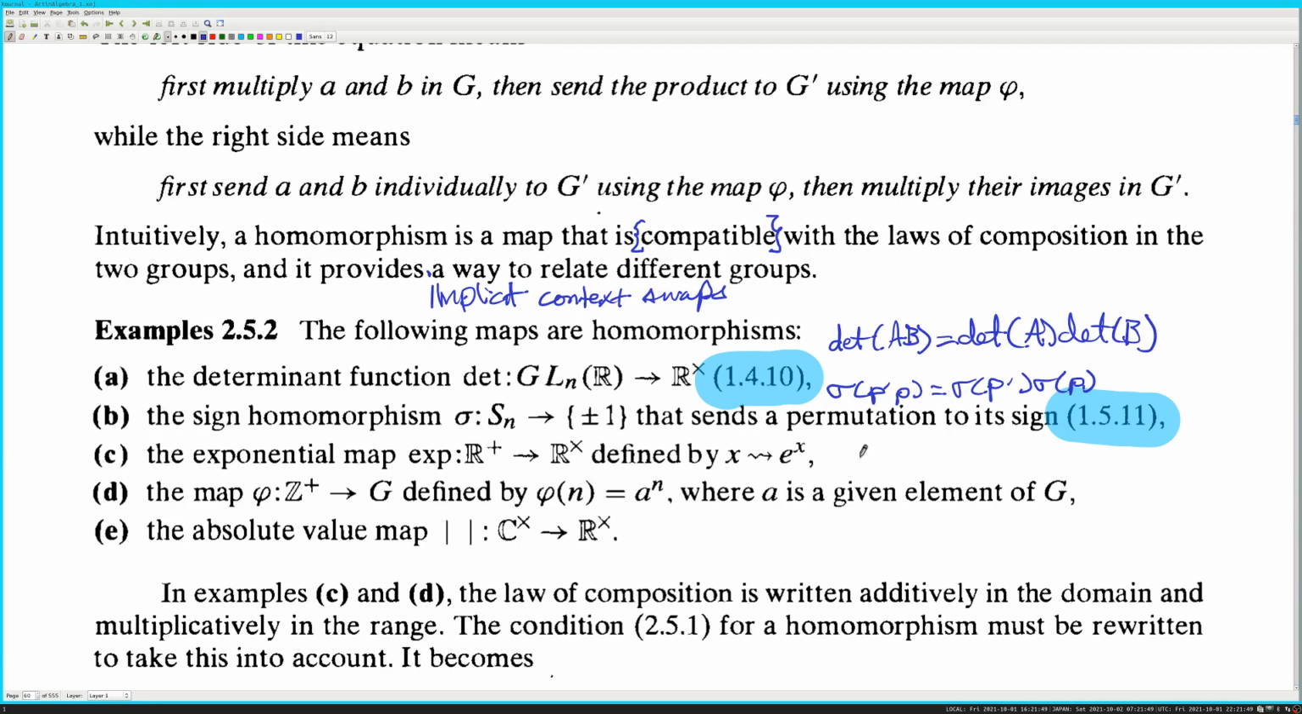Right, so this is reflective of the fact that the exponential, because it's going from the additive group to the multiplicative group, this is reflective of the exponential of a plus b being the exponential of a times the exponential of b.